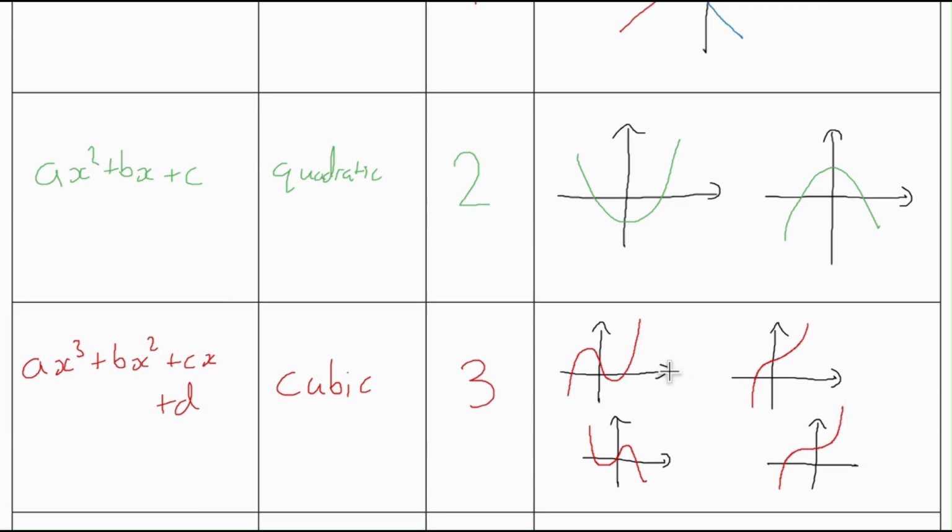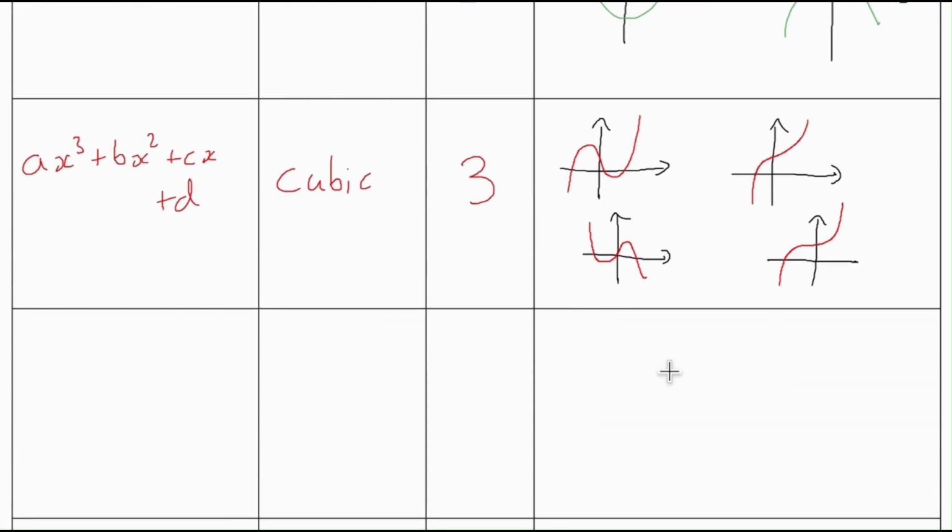Okay, the next type, which you may have worked out, is going to be when we have a power of 4 here. So that's ax to the power of 4 plus bx cubed plus cx squared plus dx plus e, which is what's known as a quartic. It has an order or degree of 4.